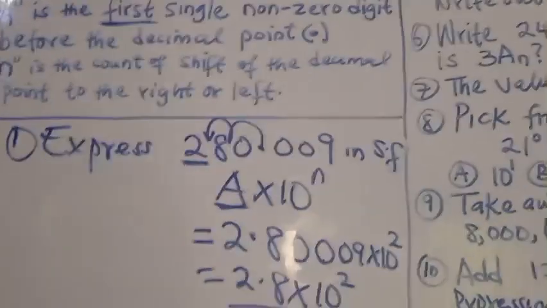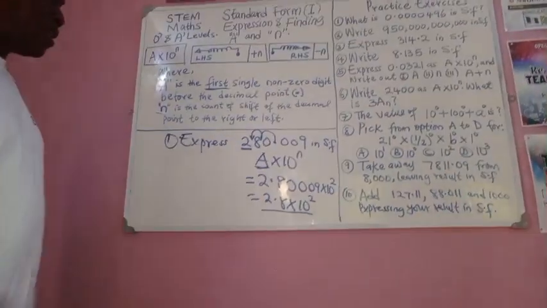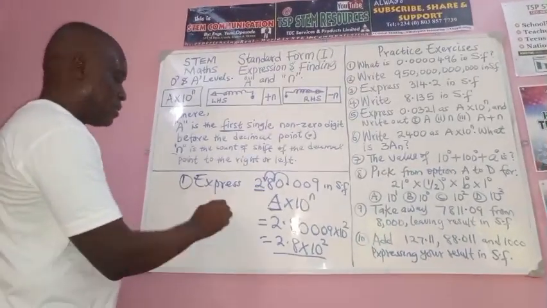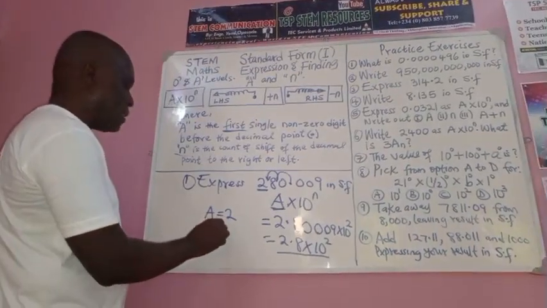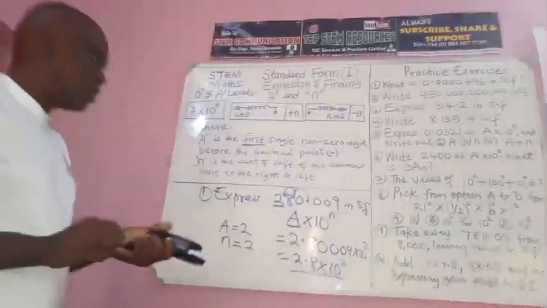You can see in standard form, it is very shortened. It looks so complex like this, but it's shortened here. In this case, what is our a? The first digit, 2. What is our n? Coincidentally, it's also 2.